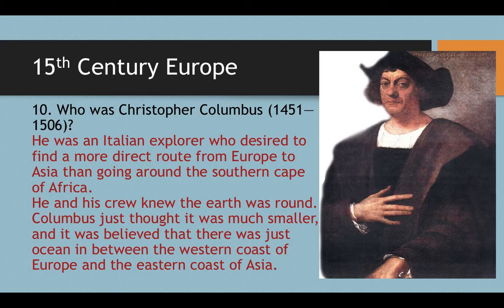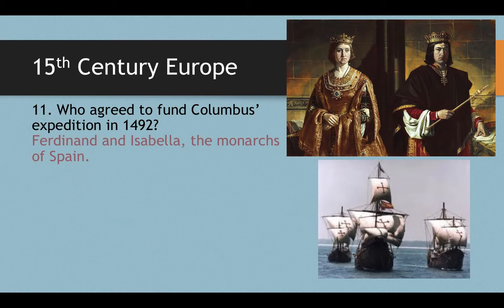However, Columbus just thought it was much smaller than it actually is. So he believed that there was just going to be ocean between the western coast of Europe and the eastern coast of Asia. Okay? He thought he would just sail west, and eventually he would come into contact with Asia. All right, so that's why when he came to the Caribbean, he called them the Indies, because he thought he had found Indonesia or close to India. All right, so he knew the world was round, but thought it was much smaller than it was.